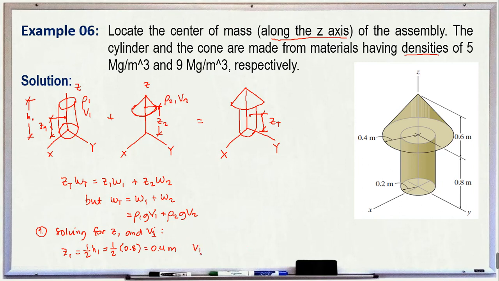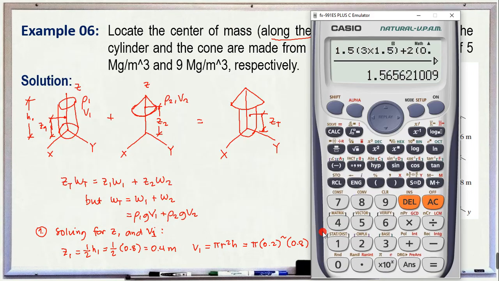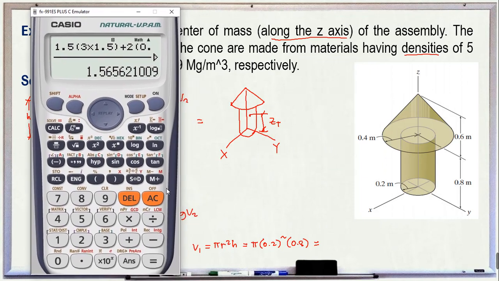What else? V1. So V1 again, formula for the volume of a cylinder. We have pi r squared times the height. That is pi, the radius of the cylinder is 0.2. So 0.2 squared times the height 0.8. Okay, so that is, if you're going to use your calculator, we have AC, so shift pi, 0.2 squared times 0.8.